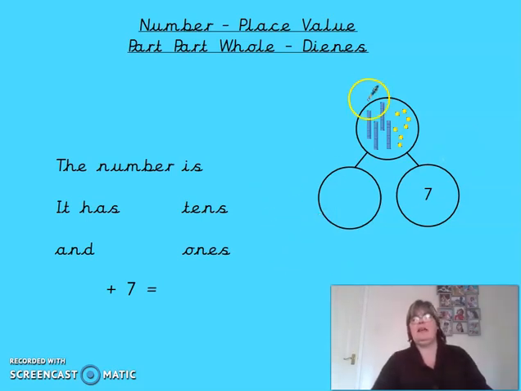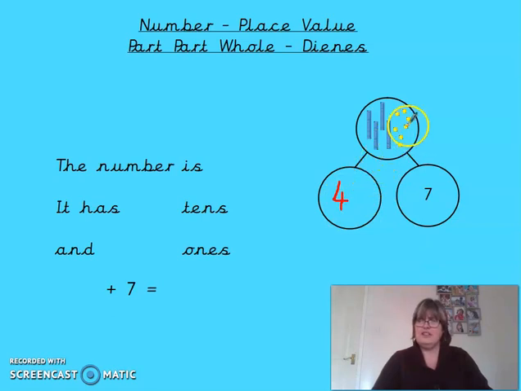Okay, so I'm going to count. I've got 1, 2, 3, 4 tens. So there we go. I'm going to write my 4 in here. Is that right? No, it's not, is it? Because I haven't got 4.